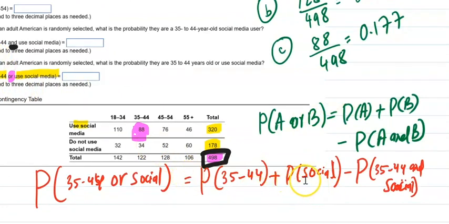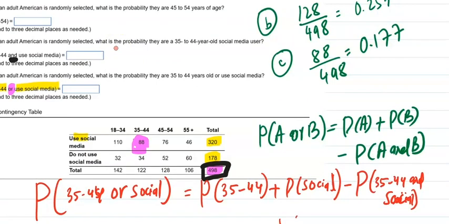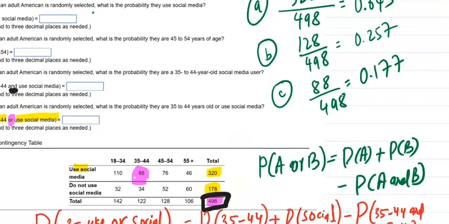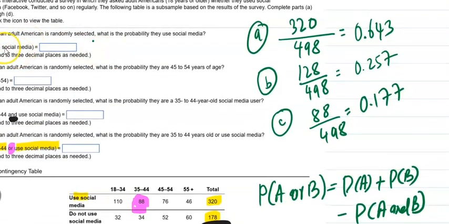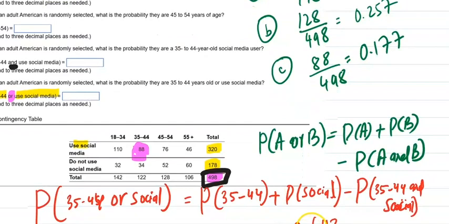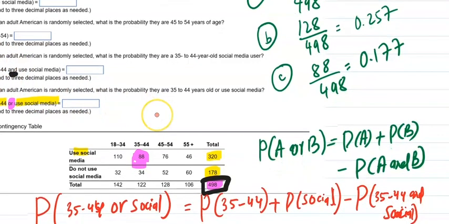I know the probability of a social media user. I have it in part A, so I'm going to use this number, 0.643, because I have it here. The probability of using social media is 0.643. What's the probability of 35 to 44 and social media user? We found it here in part C. I'm going to use that probability from part C, 0.177, but I don't have this other probability here.